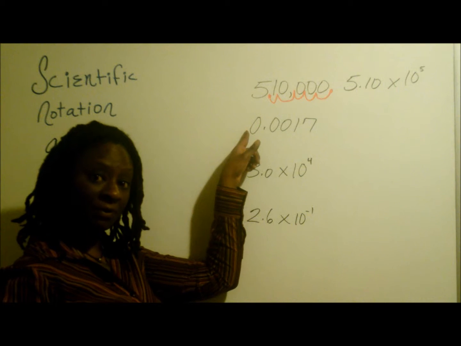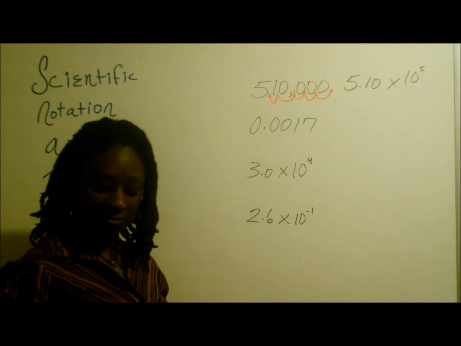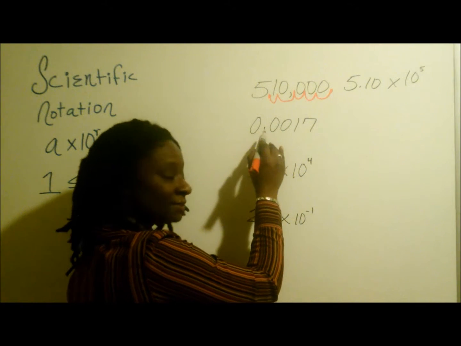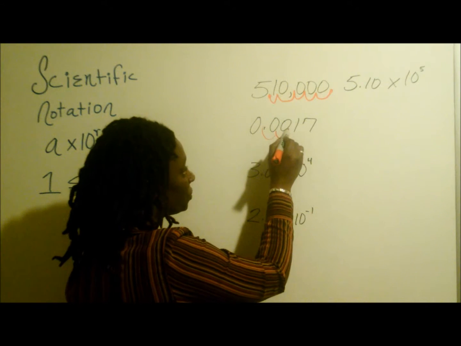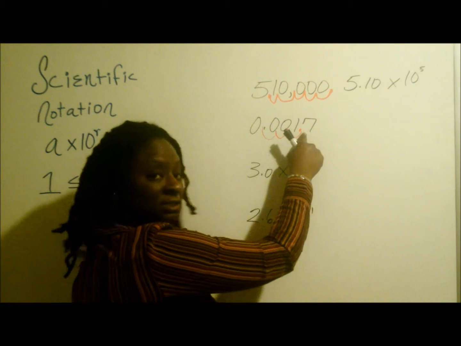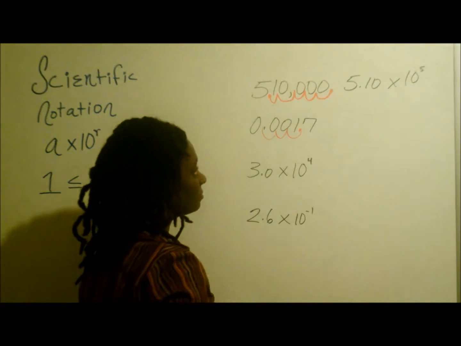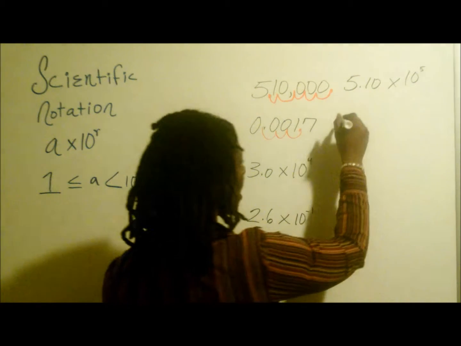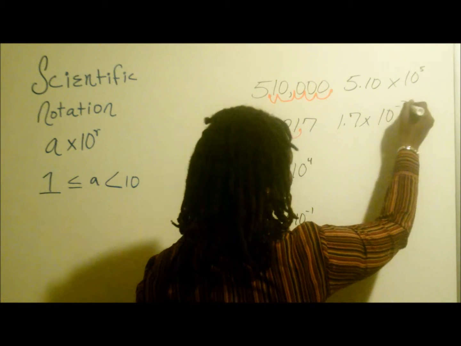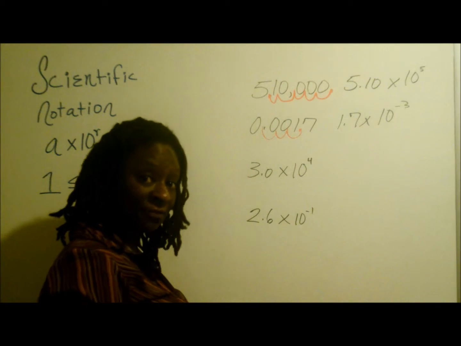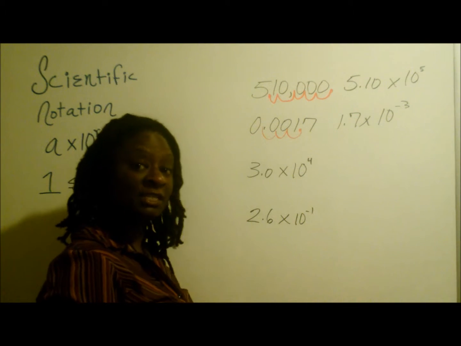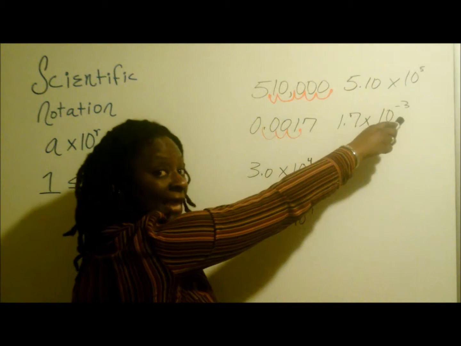Now, what if we have a small number? Well, we just do the opposite. Starting at our decimal point again, this time we'll go to the right. 1, 2, 3. So I counted 3 spaces when I got to the first digit. So this is going to be 1.7 times 10 to the negative 3 power. Why negative 3? Because this is a very small number. When it's a small number, we always raise it to a negative exponent.